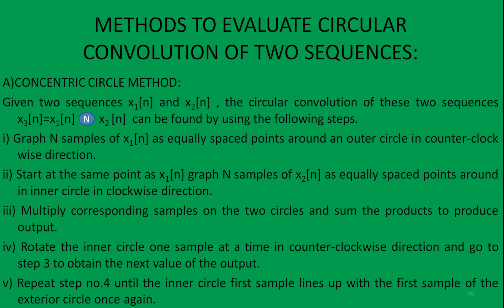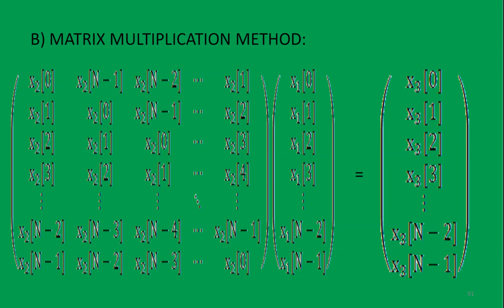So this is the concentric circle method. Now coming to the matrix multiplication method. Matrix multiplication method means simply by doing the matrix multiplication, you can achieve the output. Let x1 of n be the input and x2 of n be the other input, and the output is x3 of n.